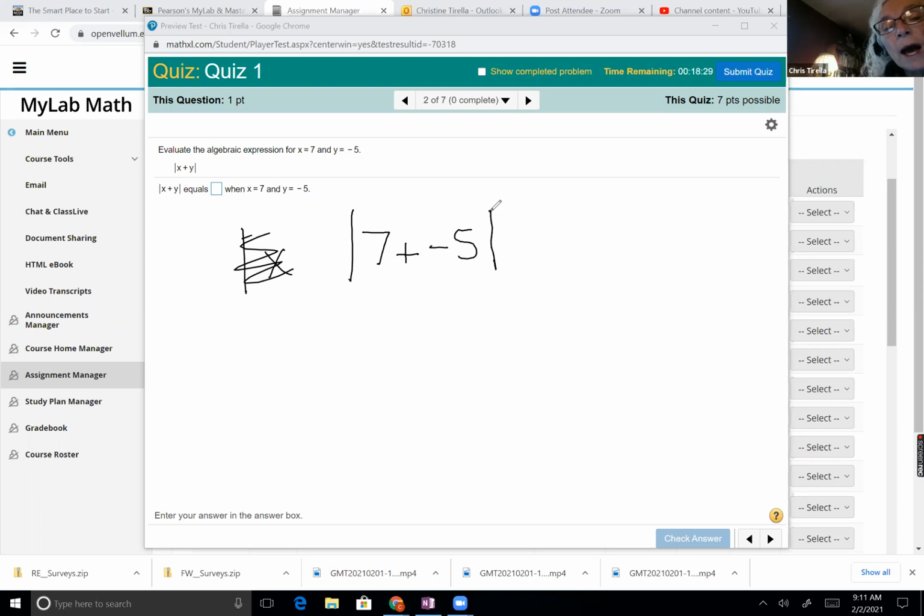Now, there were a lot of people who did some really weird things and took absolute values of the pieces. Those absolute value bars, like we said in class, are symbols of grouping. So we have to simplify what's on the inside first. So 7 plus -5 is 2, and we're taking the absolute value of 2, which is 2.